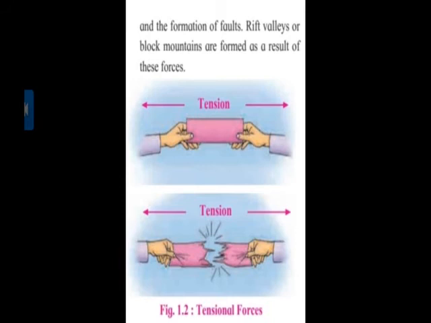I read out to you all about rift valleys and block mountains. So they are formed due to which forces? Tensional forces. And if you look at the figure, how does it happen? Look at the first half of it and the second half of it. They move away from each other and they cause stress. Because of that, there is tension, there is a crack, there is a fracture, and there are faults.